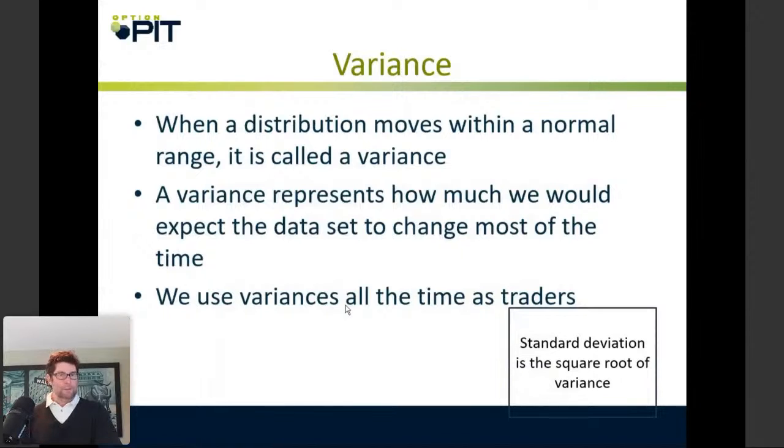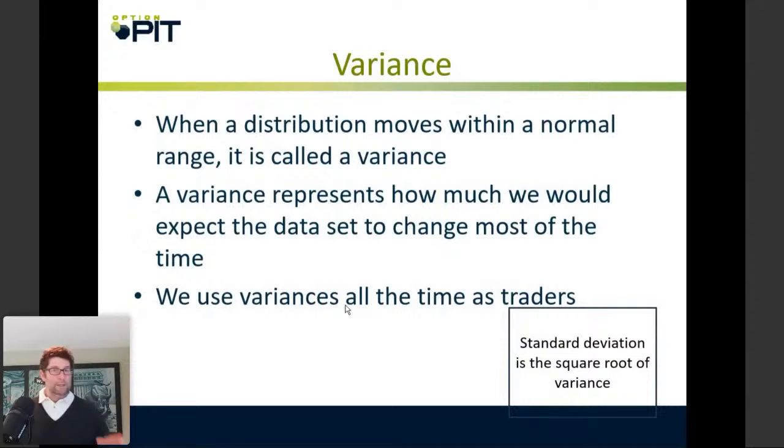Now, from a normal distribution, when it moves in a range, we call it a variance. These are just some statistical terms. I don't want you to get bogged down with the terms, because we're going to move to something that is easier to understand to trade. But the statistical term variance means you just have a data set and you're trying to understand how much it's going to move most of the time, or how much that data set is going to change most of the time. It's giving you an expectation of basically what's going to happen.